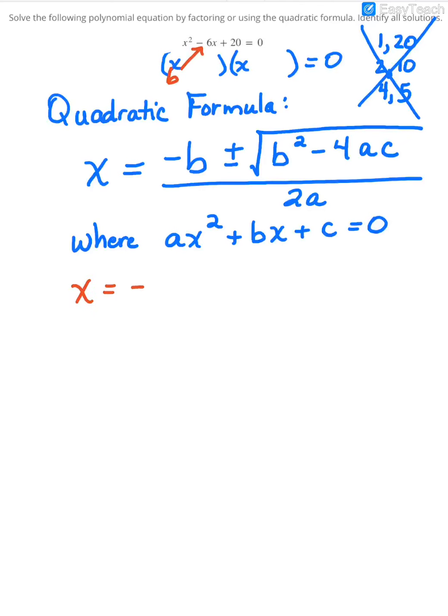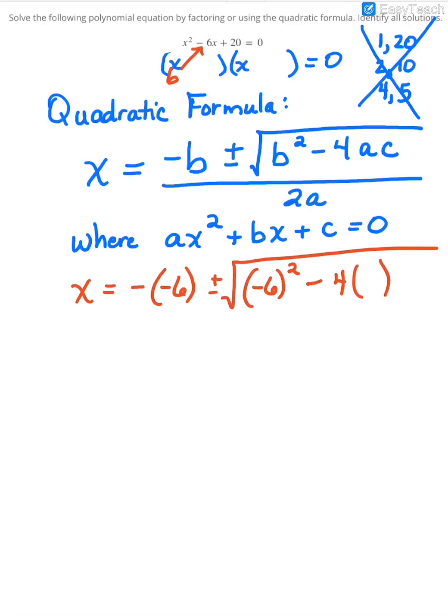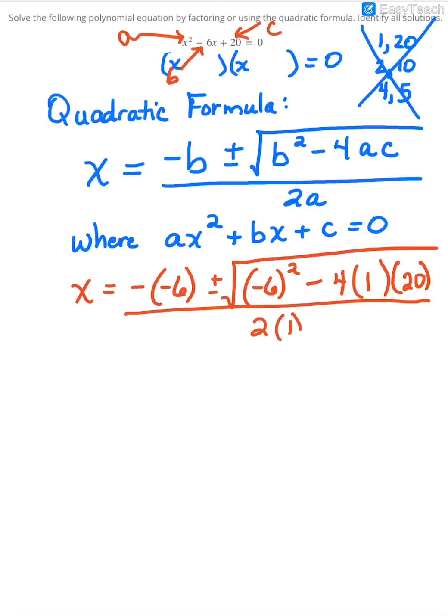So I'm going to take the opposite of negative 6 plus or minus the square root, and then I take the negative 6 and square it. Then we say minus 4 times. When I look up here, my a value is understood to be a 1 because there's nothing in front of that squared term. And then my c value is a positive 20. That whole thing is divided by 2 times my a value, which was positive 1.